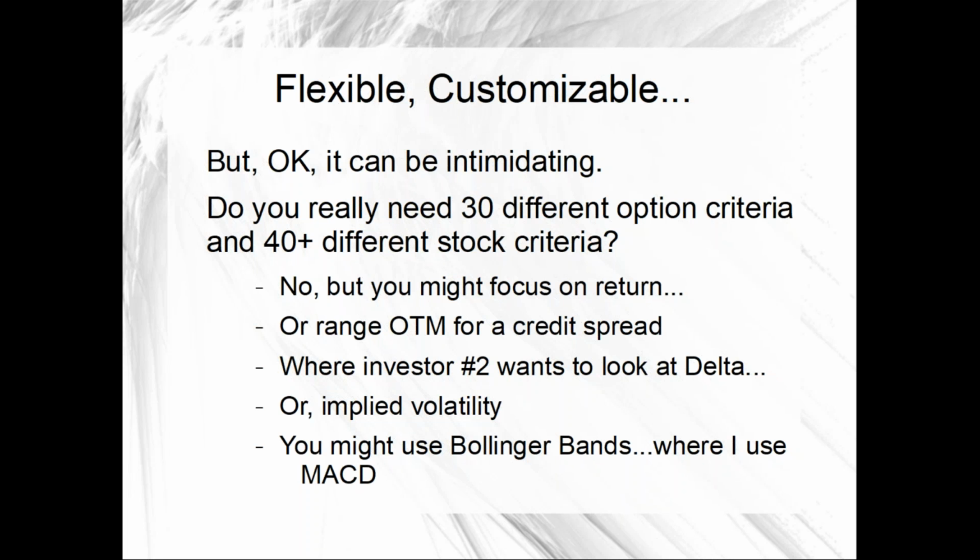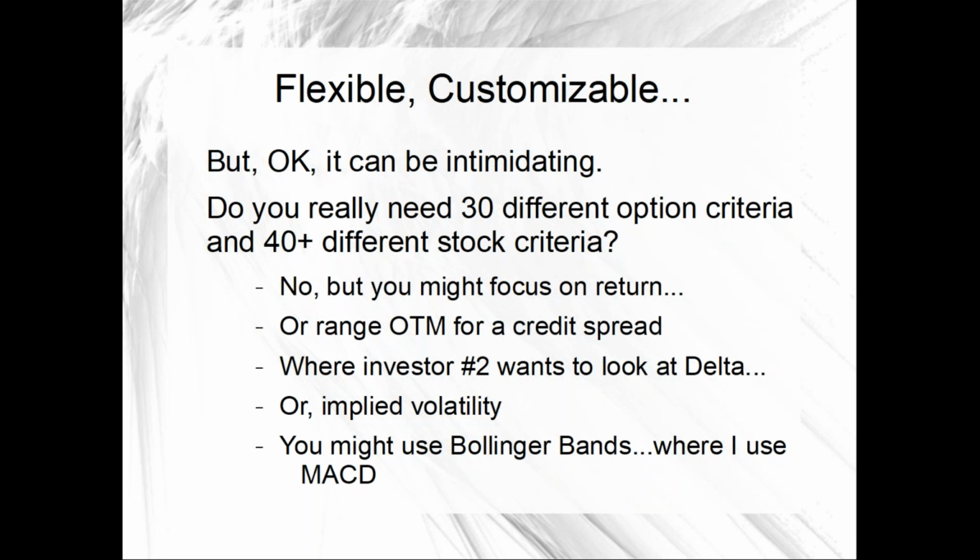Well, you might want to focus on return when you're looking for credit spreads, naked puts or covered calls. You might want to focus on the range out of the money, making sure you're at least 3 or 4% out of the money with a short option in a bull put or bear call credit spread, where another investor uses delta or uses the probability. You might want to use the implied volatility or the implied volatility range, where another customer is more interested in focusing on the Bollinger Bands and the volatility of the stock. And I, of course, might use MACD and RSI.